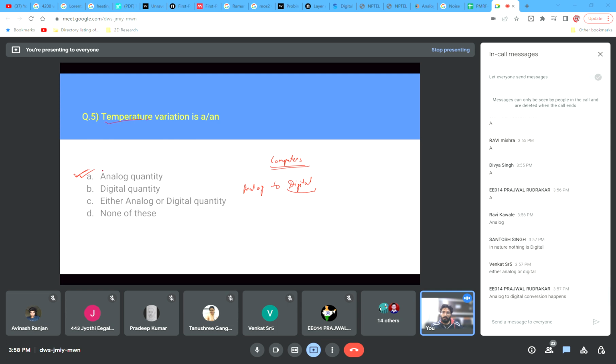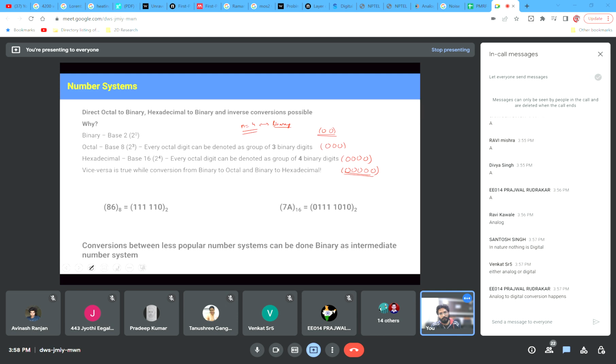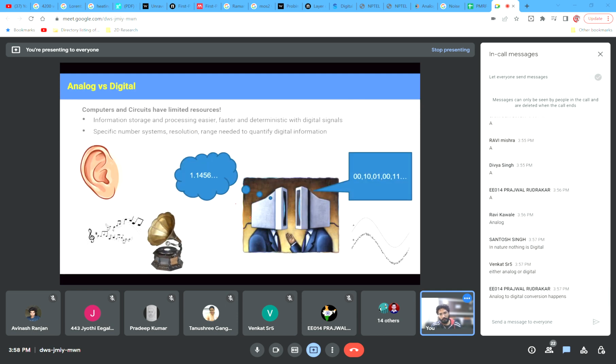But we need to convert it because we need to process it. You just cannot go on telling that today's temperature is 23.4627 and so on. That scenario will pop up, as happened with the computer on the left. You just keep on thinking and you will never be able to tell the temperature to another person.